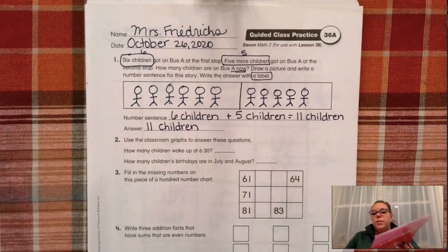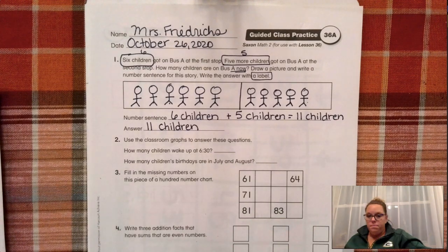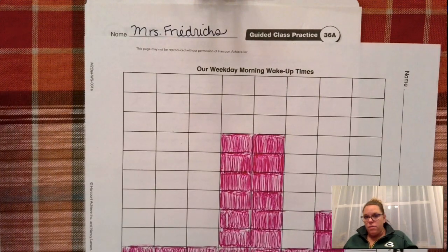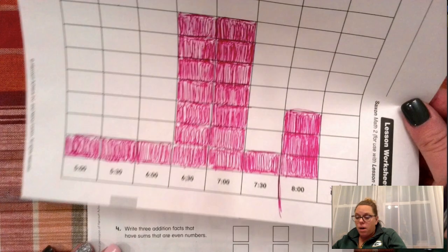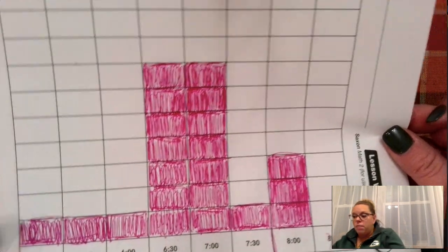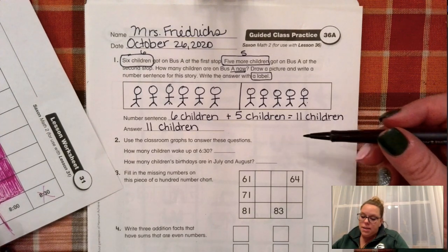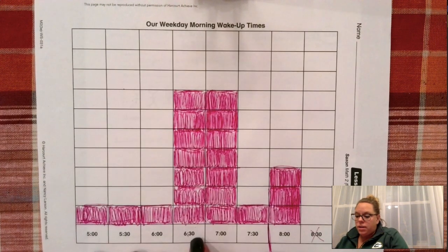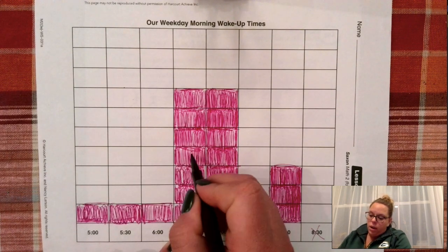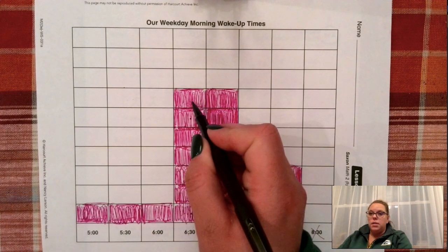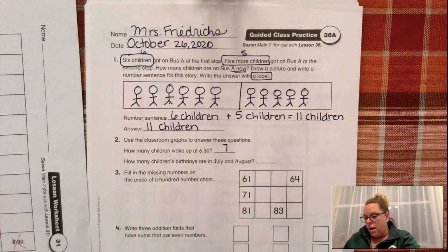For number 2, we're going to need to pull out our classroom graph, and that was from lesson 31. It was this graph that says our weekday morning wake-up times. If you'll remember, I had a picture of this up on the classroom page for you as well in math for that day so that you could have copied it if you needed it. It says how many children wake up at 6:30. So I have to look at 6:30 and count how many children wake up at 6:30. 1, 2, 3, 4, 5, 6, 7. Okay.